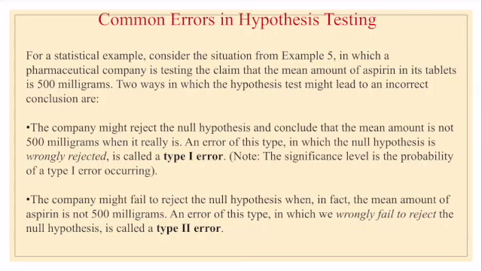So let's talk through this. For our pharmaceutical company example, okay, if the company would reject their null hypothesis and conclude the mean amount is not 500 milligrams when it really is, this would be a type 1 error. And the company would have a type 2 error if they fail to reject their null hypothesis when in fact the mean was not 500 milligrams. So they should have rejected their null hypothesis.